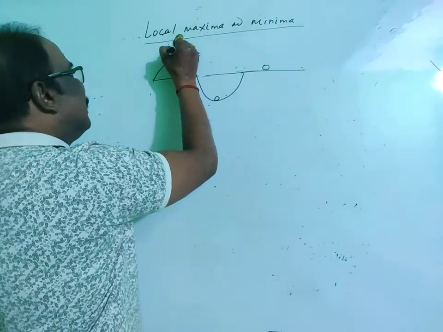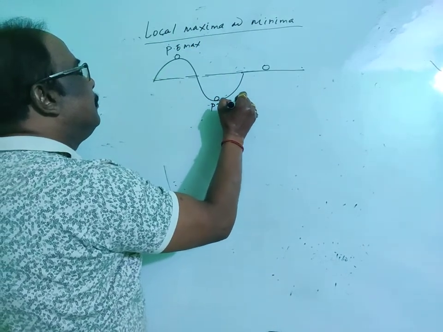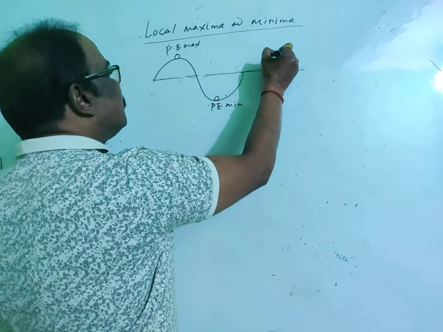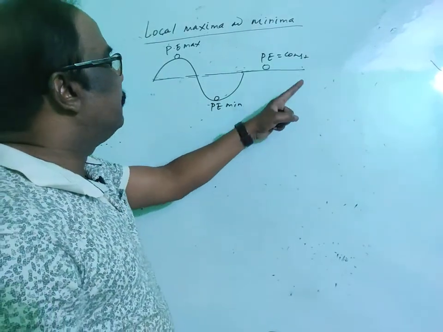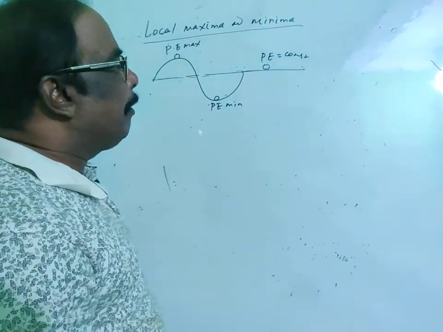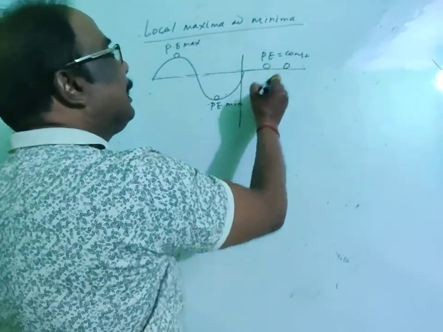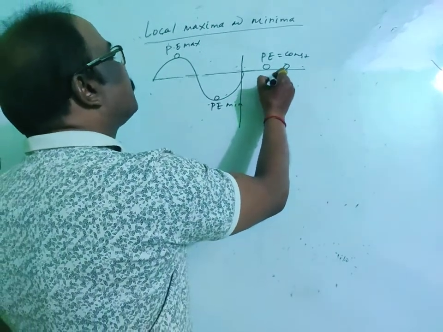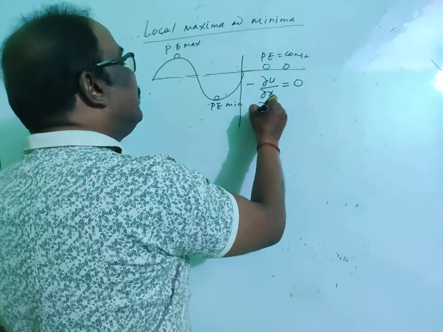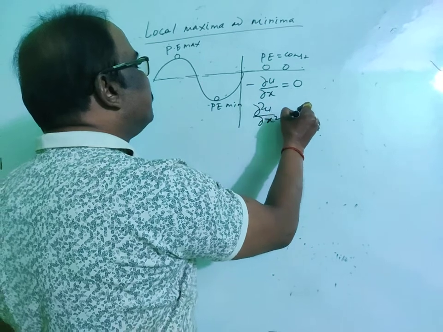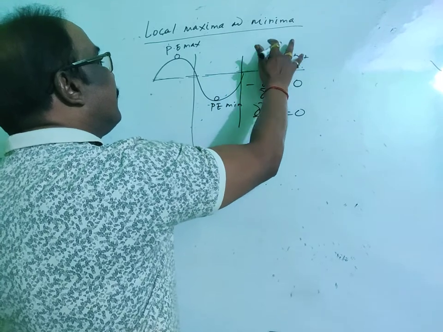Here potential energy maximum, unstable; potential energy minimum, stable. Here potential energy constant. Okay, potential energy constant. So this is neutral equilibrium. For neutral equilibrium, potential energy is constant. Here also du by dx is 0, but d square u by dx square is 0. This is stable. Sorry, neutral.